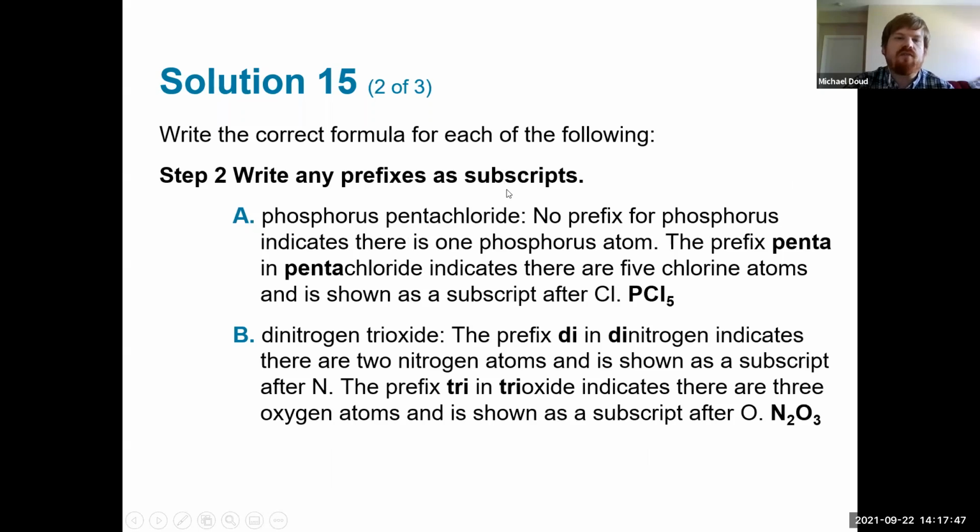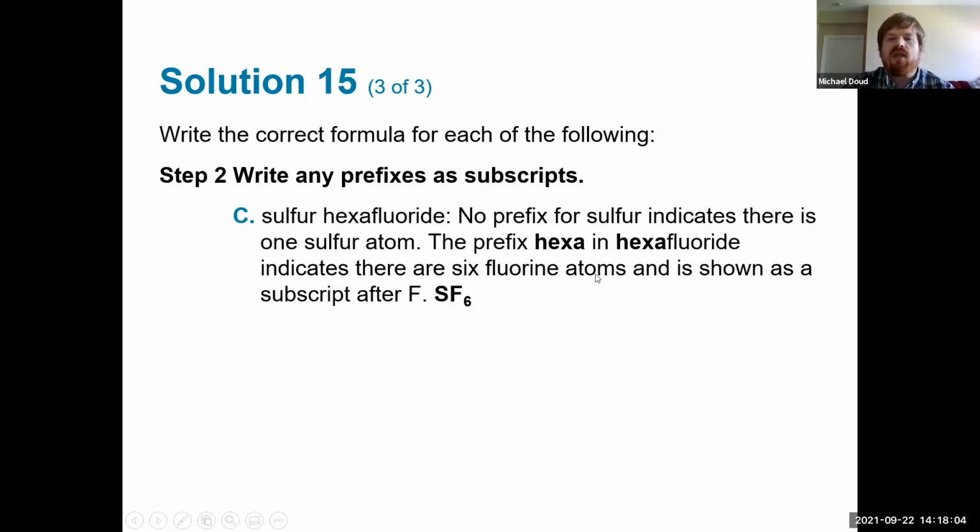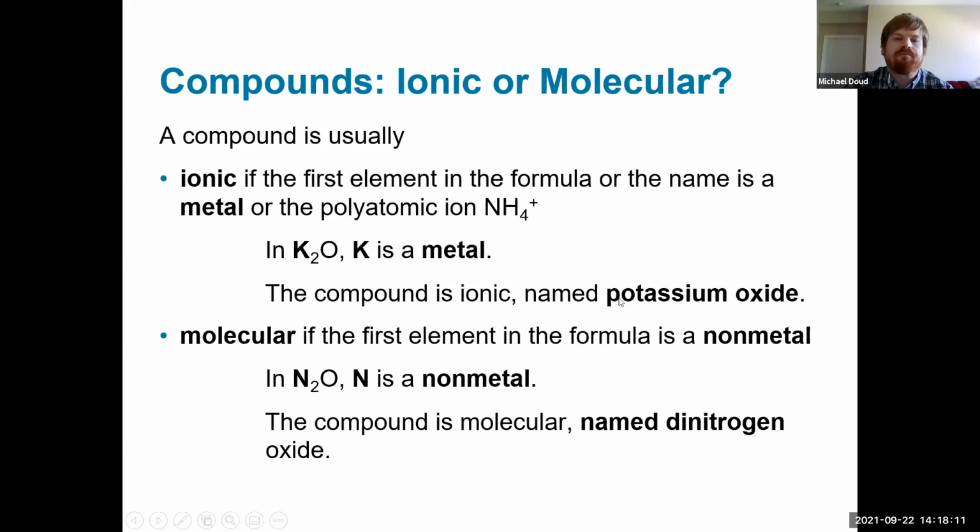Next up, we try to figure out the subscripts. Penta means 5, so we have 5 chlorines for the first one. There's no prefix for phosphorus, so it's just one of those. Dinitrogen means 2 nitrogens. Trioxide means 3 oxygens. And finally, hexa means 6, so there must be 6 fluorines to 1 sulfur atom.